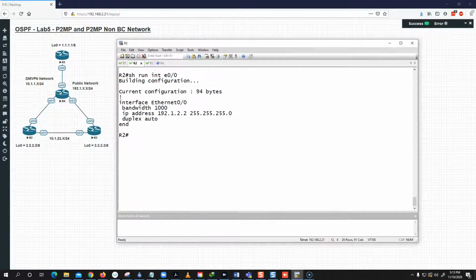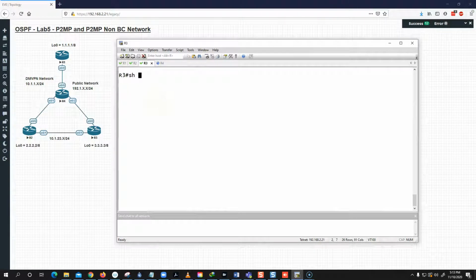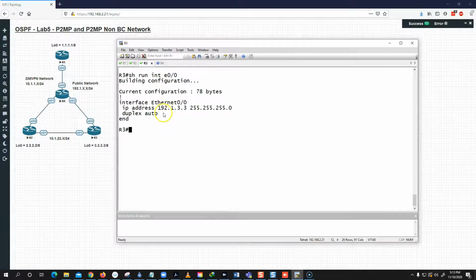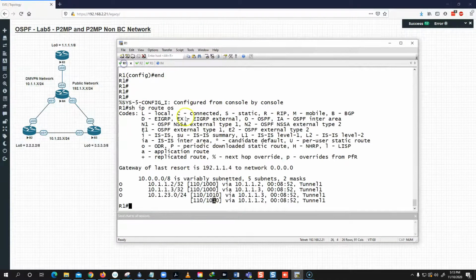Even though if you look at Ethernet 0/0, I just changed it to 1 megabit. So this is a 1 megabit connection, and if you look at this one, it is set to whatever the maximum is, just 10 megabit. So 10 megabit and 1 megabit, but we still see the same thing. And this is what happens when we are running OSPF on point to multipoint.